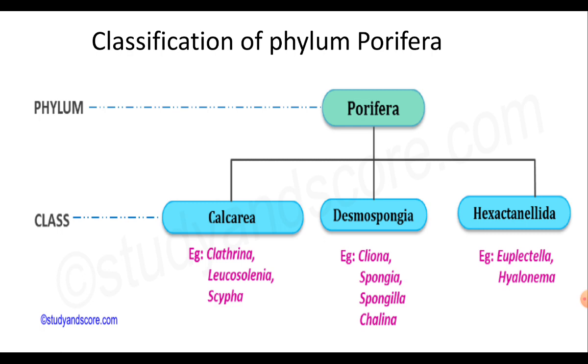Class Calcarea. The members of this class are exclusively marine forms. They have a small sized body and they are calcareous sponges measuring about 10 centimeters in length. They are solitary or colonial, having body shape either vase-like or cylindrical. They show asconoid, syconoid or leuconoid type of canal system. In these sponges, a skeleton of separate 1, 3 or 4 rayed calcareous spicules is present. Example, Sycon, Grantia.